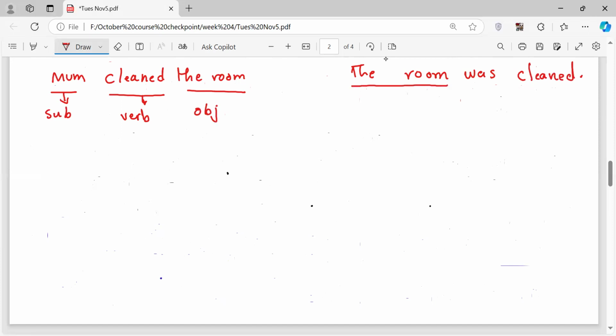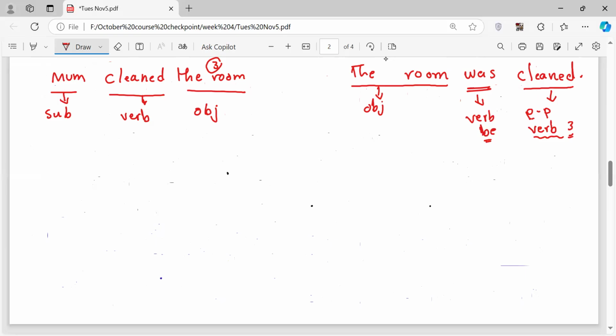We started by what, shabab? The room, which is the object. So always start with the object. Then you will always use the verb to be. Then you will use the verb in the third form, or past participle, or verb three. You know that any English verb has three forms, like go, went, gone. Gone is verb three. Do, did, done. Done is verb three or past participle. Wash, washed, washed. Washed is verb three.